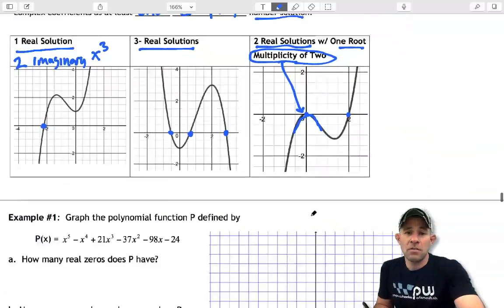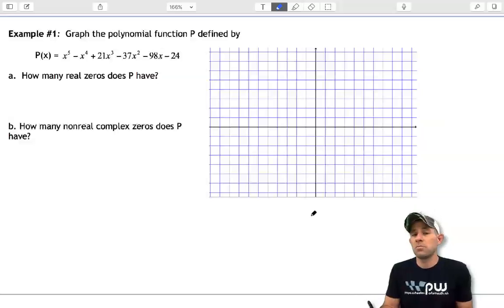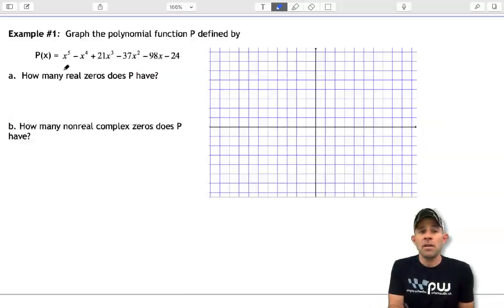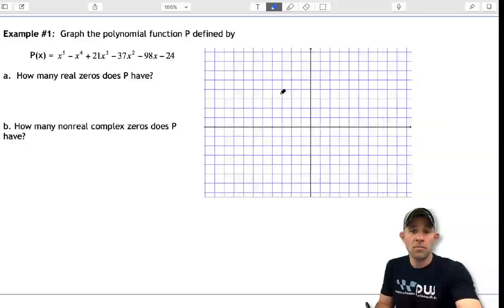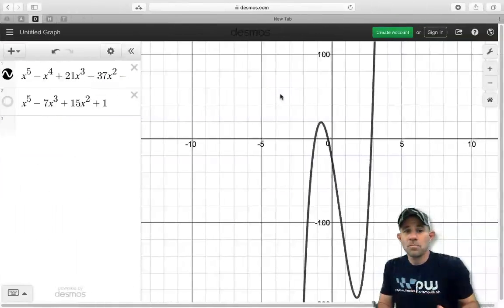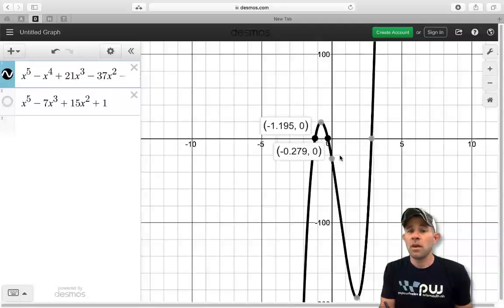All right, let's take a look at a few examples for today. Here's our first one. It says to graph the polynomial function p defined by x to the 5th, and so on. Well, I've gone ahead and done that in Desmos, and you can pause the video now and do that in your graphing calculator or in Desmos, either way. And here's the graph that we get. So you see that it's going to have these 2 bends in it, and it looks like we got these x-intercepts here at negative 1.1, negative 0.2, and then 2.8.